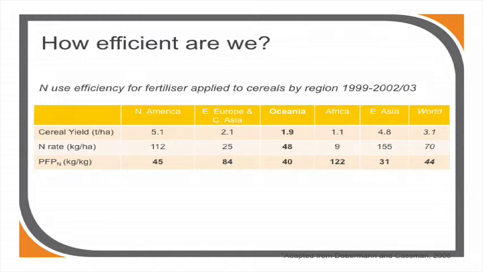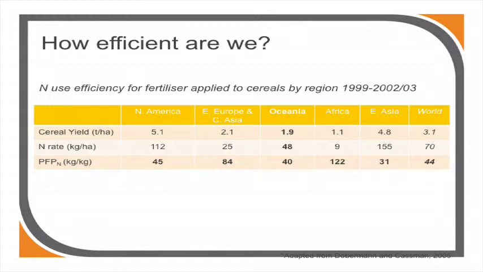So in terms of Australia, which comes under this Oceania area, you can see that in terms of our actual efficiency of utilisation of that fertiliser N, we're somewhere around the world average, pretty similar to North America.